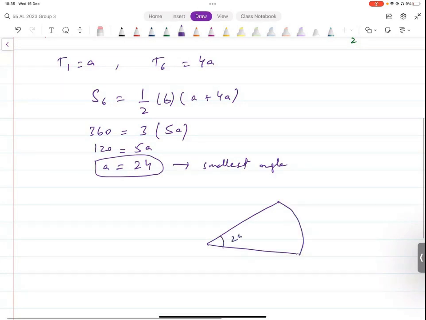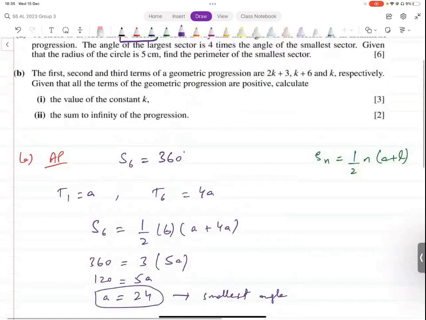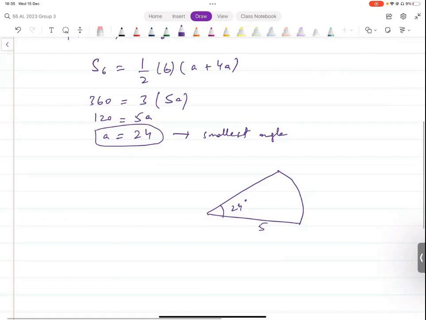The angle is 24 degrees. The radius is 5. You can find the perimeter of the sector. You can use the degrees formula. Since we have the angle in degrees here, you want to convert it to radians and then use that, or you can use the degrees formula. That's your choice.